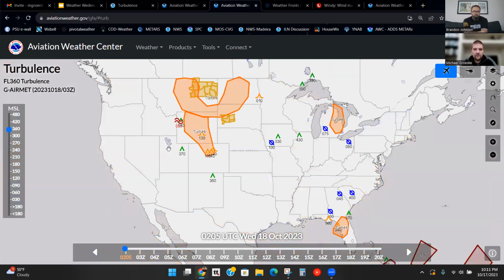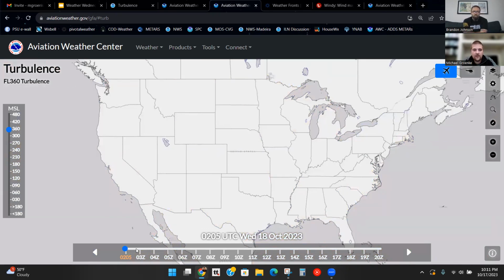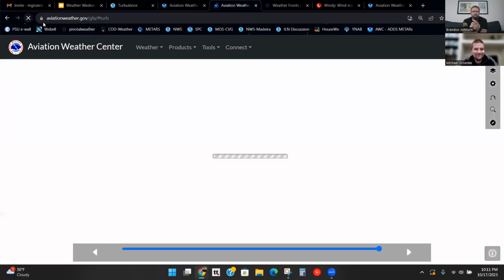Here we go, turbulence. What I'm going to do is turn off the SIGMETs and all that good stuff. There we go. And I think I got in the forecast. Maybe. Or it's just not going to load. Oh, there's that too. Hey, everyone, there's no turbulence. How about that? Let's try to reload this page.